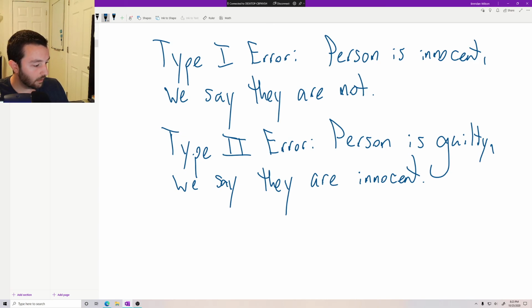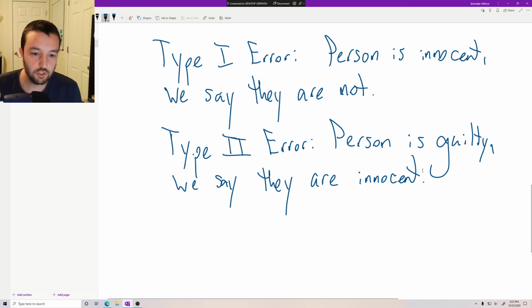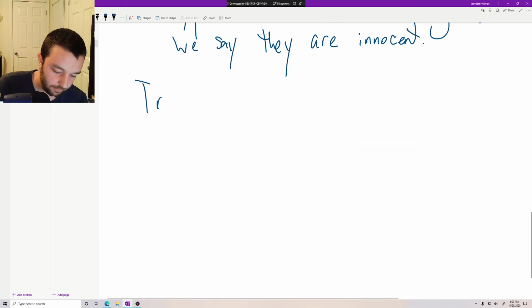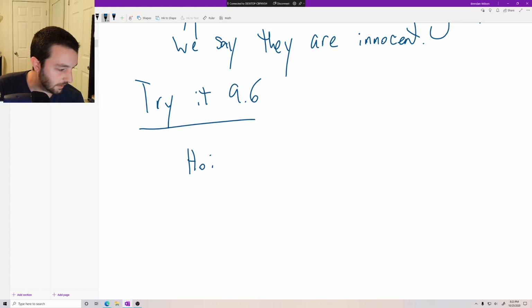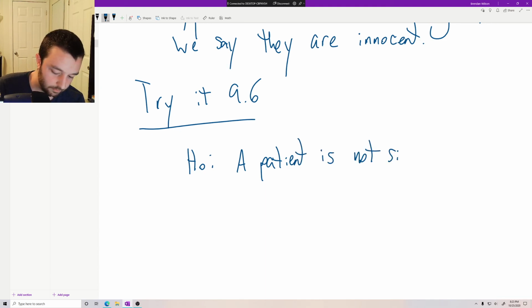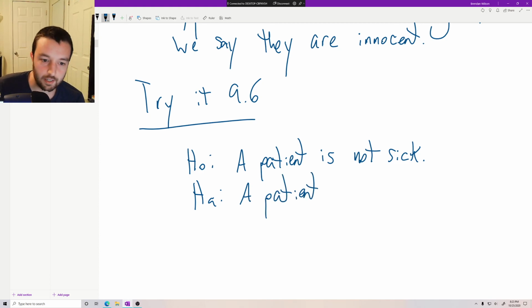Let's look at one more example here. This is try it 9.6. So this one says H naught is that a patient is not sick. Okay. It doesn't actually write it down, but this would mean HA is, you don't even really need HA because it's all relying on H naught, but this would be that a patient is sick. Okay.